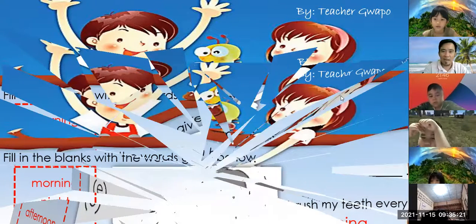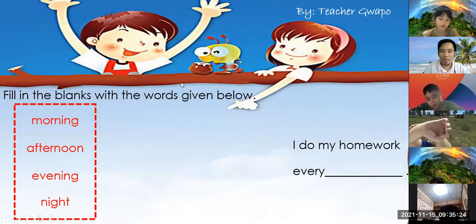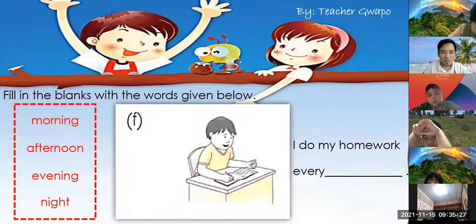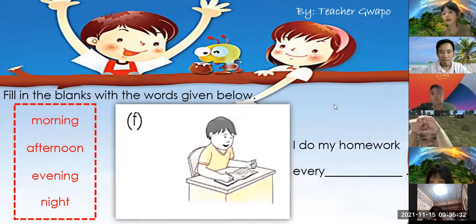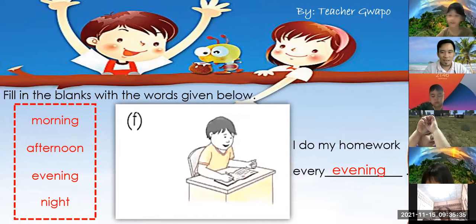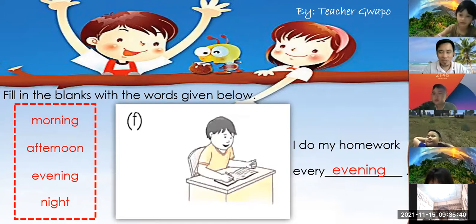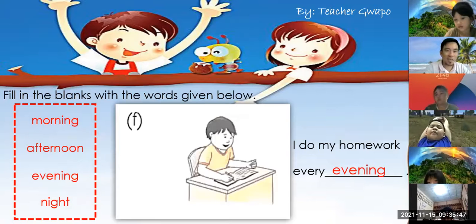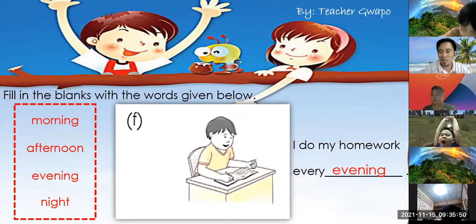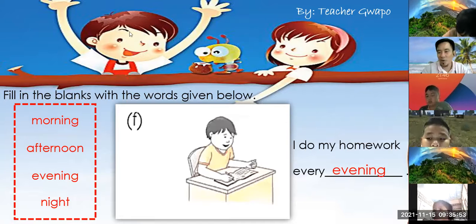Letter F. I do my homework every. What time do you do your homework? Every evening. Afternoon, and morning. Because I do homework in the morning. Oh, in the morning. But you must do your homework in the evening after your class, because the teacher will give you homework in the morning or in the afternoon. So after giving your homework, you have the time to do it in the evening. So most of the time you do your homework in the evening. Everybody pencils up? Not finished yet.